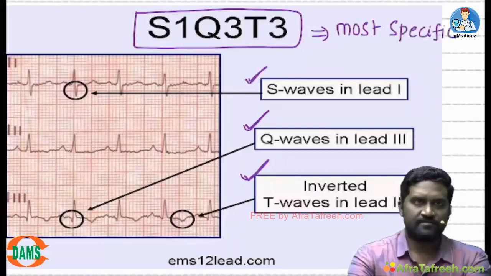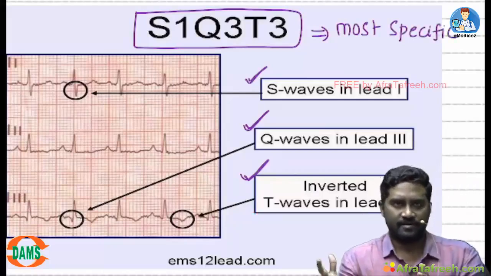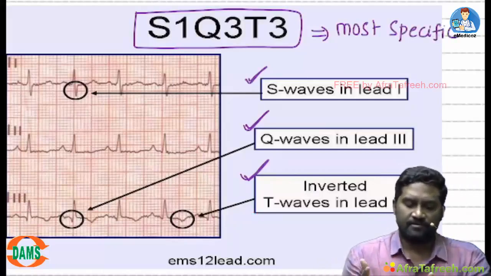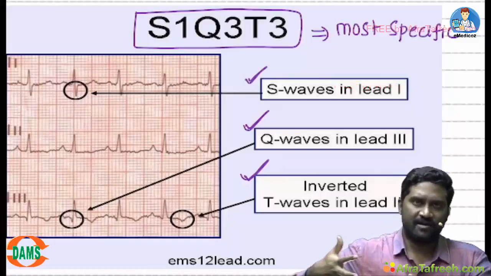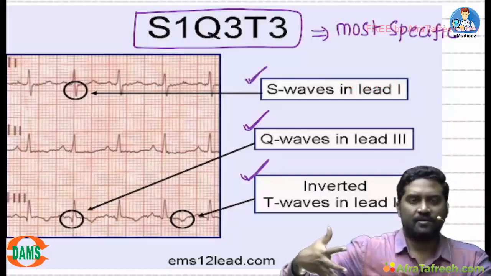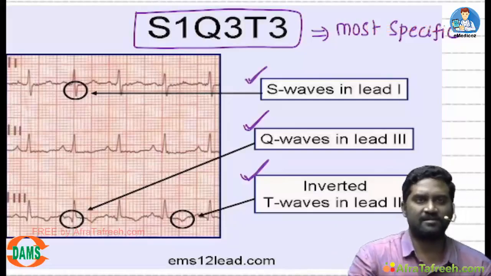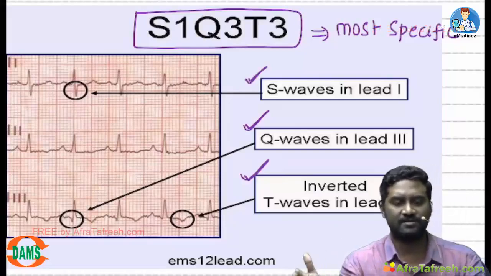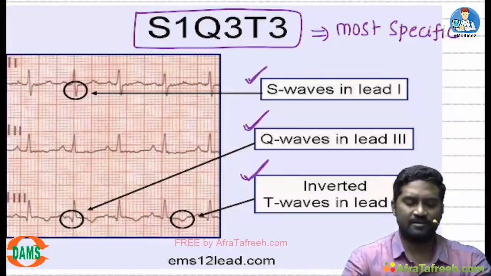Now why do such changes happen in the ECG? You know that whenever there is a big thrombus, there will be change in morphology of your right heart. There can be right ventricular dilatation and also increased pressures in the right ventricle. All this can result in this S1, Q3, T3 pattern. S waves in lead 1, Q waves in lead 3, and inverted T waves in lead 3.